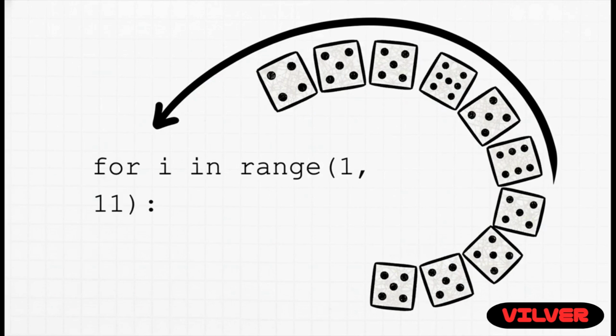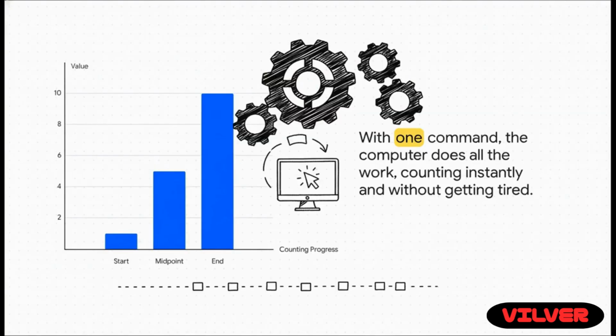Seriously. This one single line you see here, for i in range(1, 11), that's all it takes to tell the computer, hey, do this thing for every single number from 1 all the way to 10. And just like that, with that one little command, the computer does all the heavy lifting for you. It'll just go 1, 2, 3, all the way to 10. It does it instantly, and it never, ever gets tired. I mean, that is the power of automation right there.